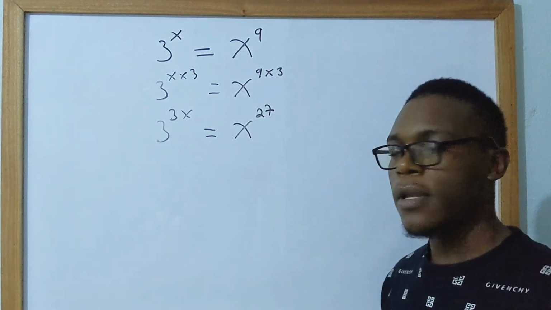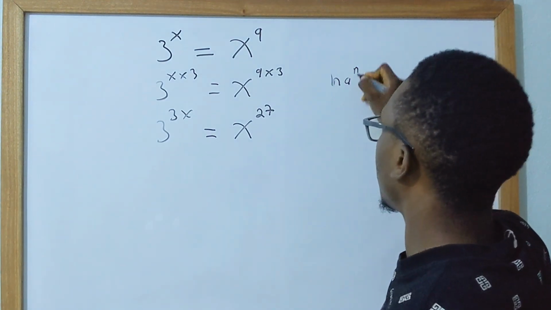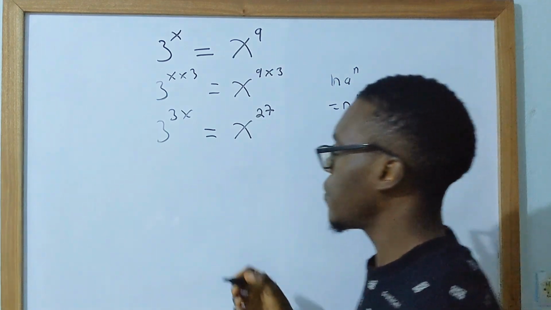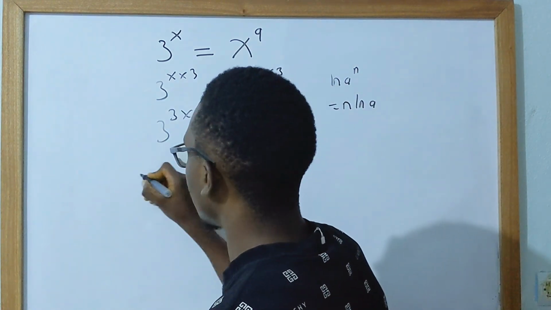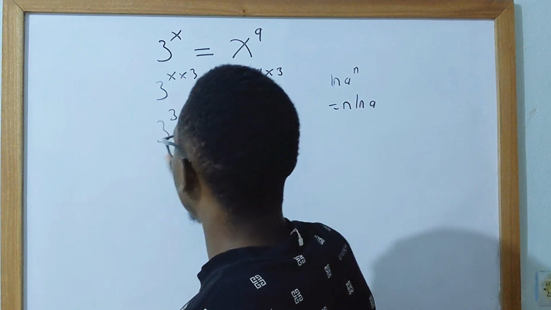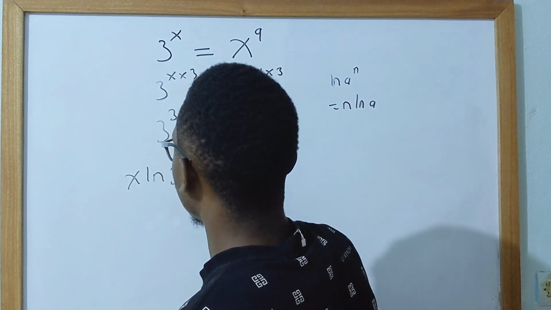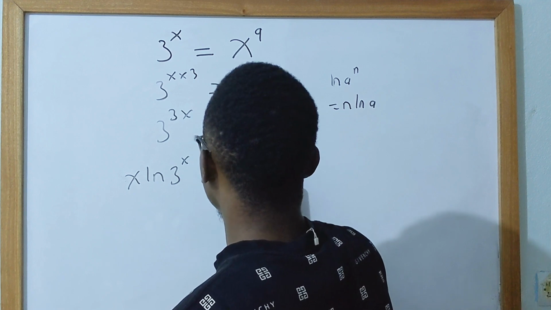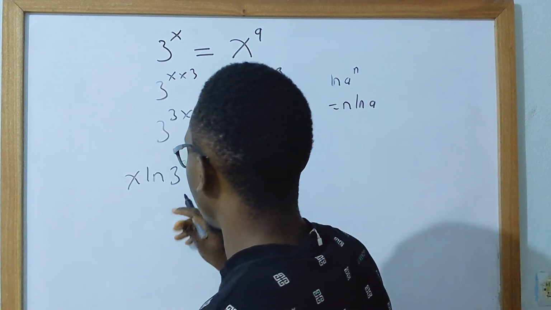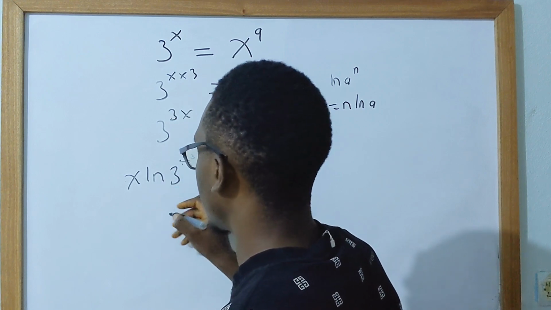You know our logarithm: ln a to the power n is equal to n ln a. Hence, if you have that, you are going to have 3x. Let's take first of all the x, that will be x ln 3 to the power x is equal to 27 ln x. Hence you are going to have 3 to the power 3 is equal to 27 ln x.